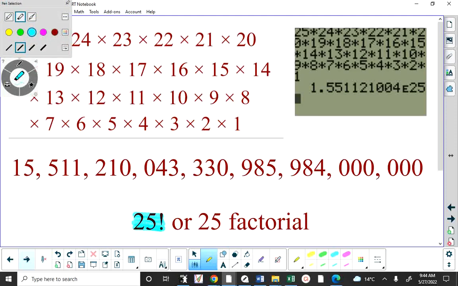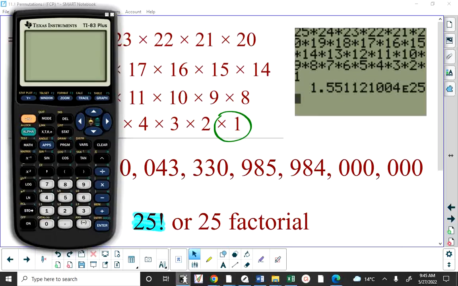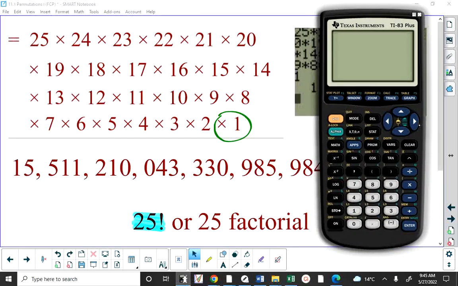And it's not 25. It's 25 factorial. That's how we pronounce it. That exclamation point in math means take that number and multiply by one less and multiply by one less and keep going down until you get 1. I am perfectly aware, as you should be, that you don't really need to write times 1. It doesn't change the value.